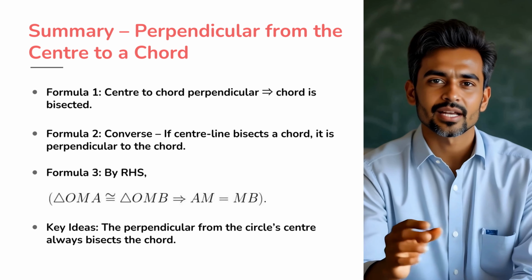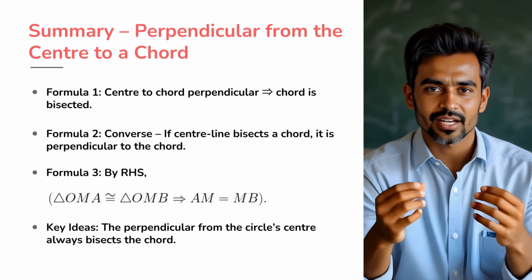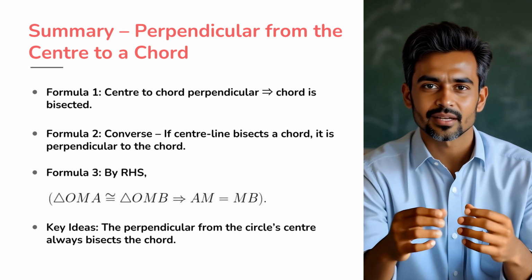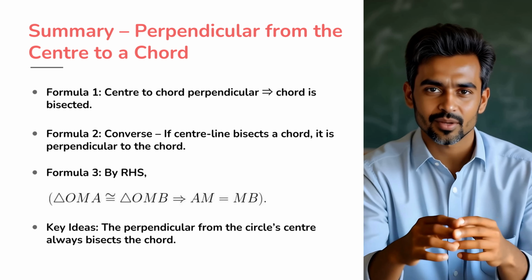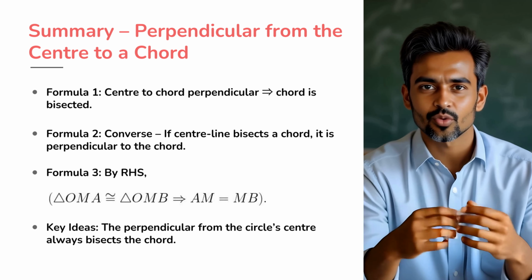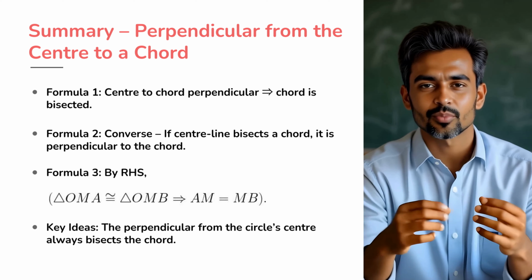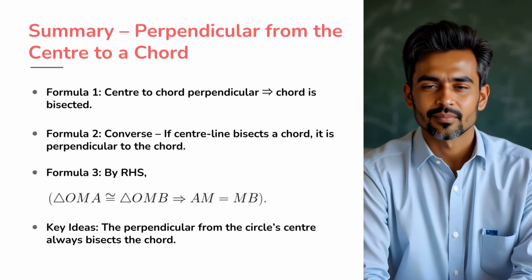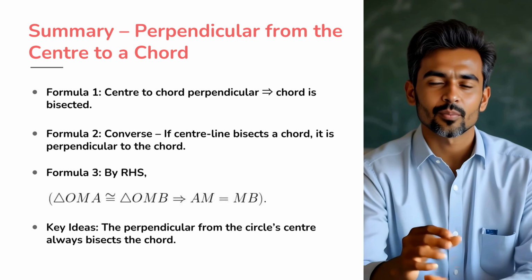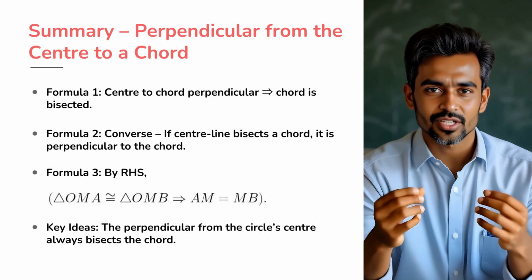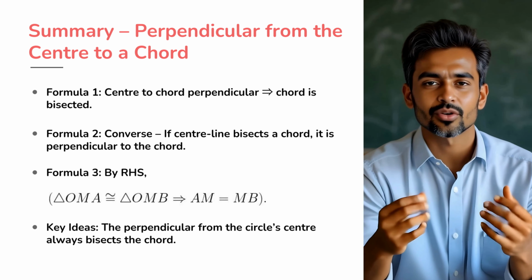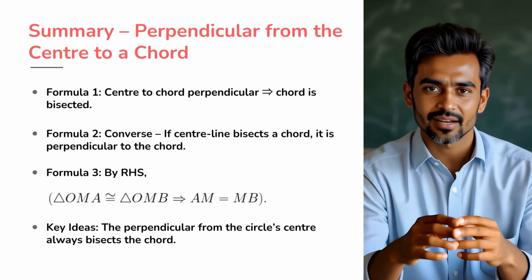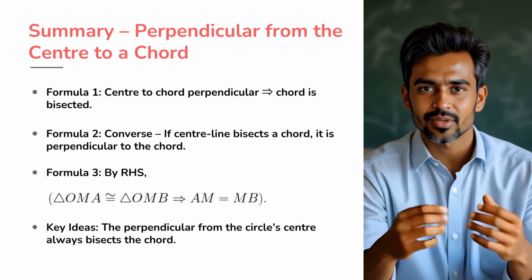3. Our proof used the RHS congruency rule. Triangle OMA is congruent to triangle OMB, which gave us AM equals MB. Key ideas to remember. The perpendicular from the circle's center always bisects the chord, and we proved this beautifully by comparing triangles using radii and right angles. The converse extends the power of this property, making it even more useful in geometry constructions and problem solving. So next time you see a circle with chords, think about the center and the magical right angles that split chords evenly.